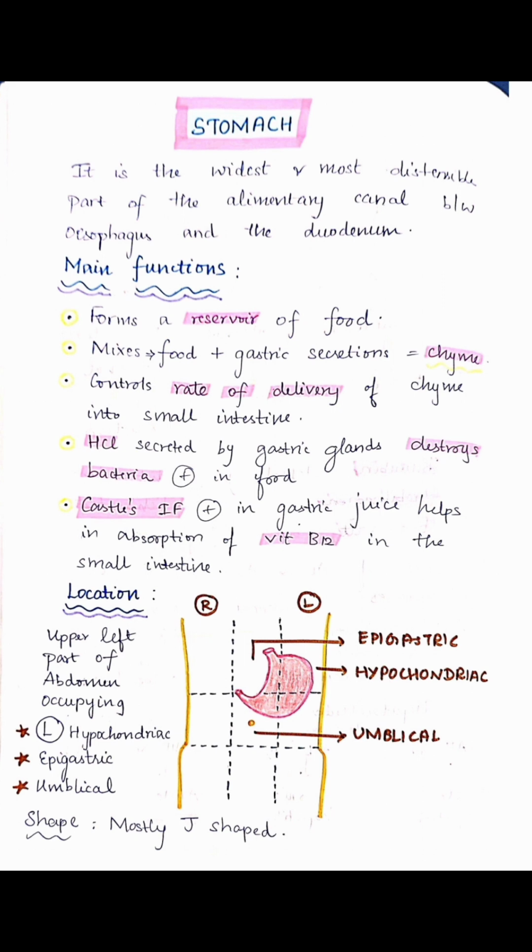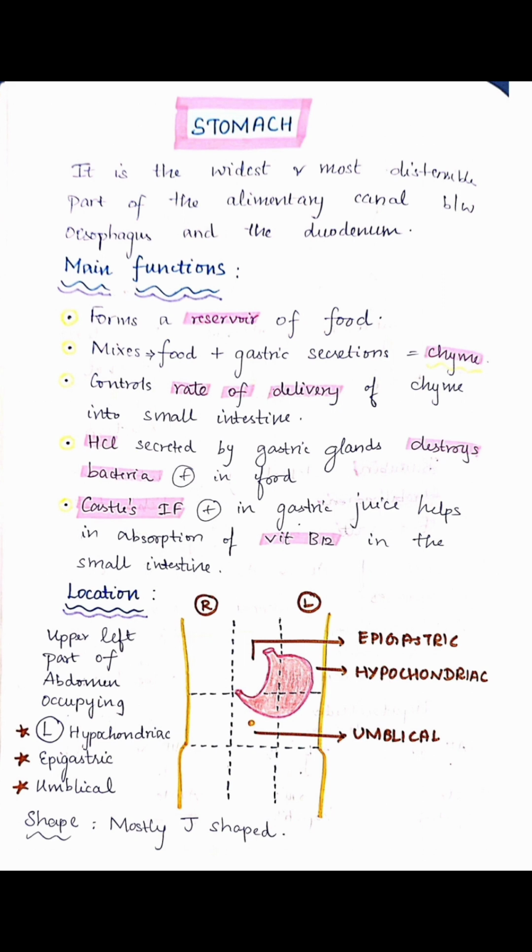The first one is that it forms the reservoir for food and mixes that food with the gastric secretion, together called chyme. The delivery of this chyme into the small intestine is controlled by the stomach, and the hydrochloric acid secreted by the gastric glands destroys the bacteria present in the food. And the last function is Castle's intrinsic factor, IF, present in the gastric juice, which helps in absorption of vitamin B12 in the small intestine.